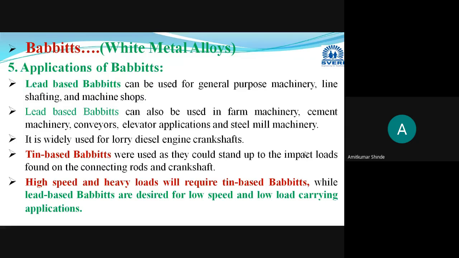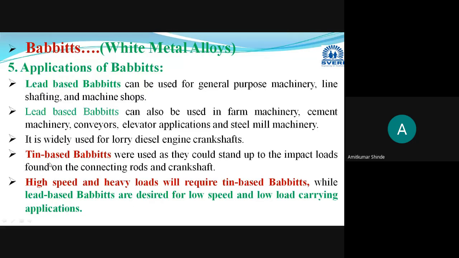In short, you can say that wherever tin based babbits are used, high speed and very heavy load is there; at that time we go for tin based babbits. And whenever we need a bearing for low speed and low load carrying conditions, at that time we use lead based babbits. Whenever high speed and heavy load is there, tin based babbits are used. Whenever low speed and low load is there, lead based babbits are used.